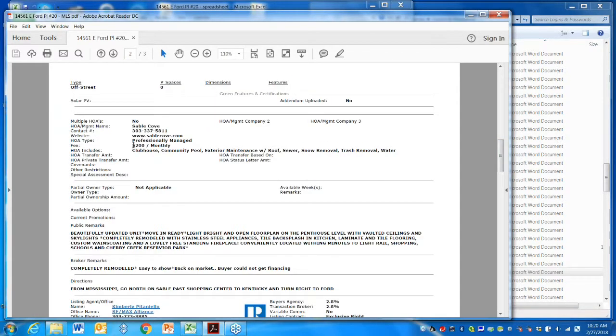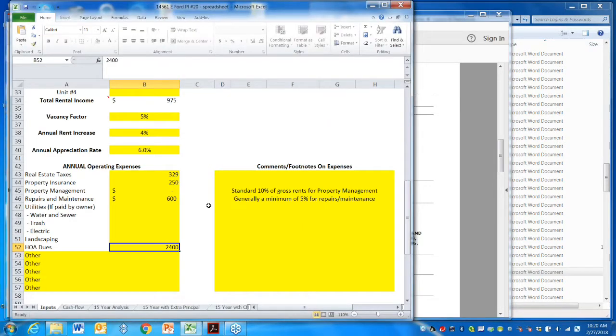$200 a month, which is another reason that we kind of liked it. It's got a clubhouse, community pool, and it's only $200 a month. And of course, it's only a 1-bedroom, so it's not phenomenally wonderful, but it's pretty good. And that's what we put right here.